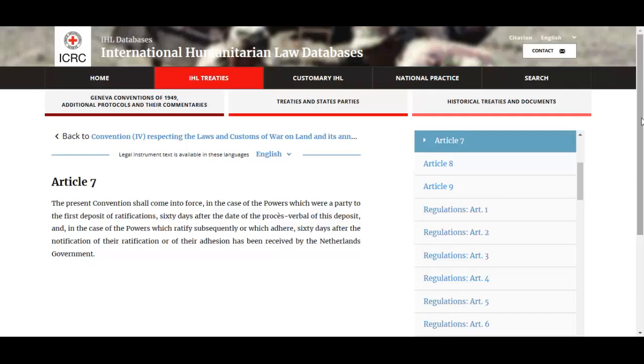Article 7. The present convention shall take effect in the case of the powers which were parties to the first deposit of ratification, 60 days after the date of the protocol recording such deposit. And in the case of the powers which shall ratify subsequently, or which shall accede, 60 days after the notification of their ratification or of their accession has been received by the Netherlands government. Article 8.